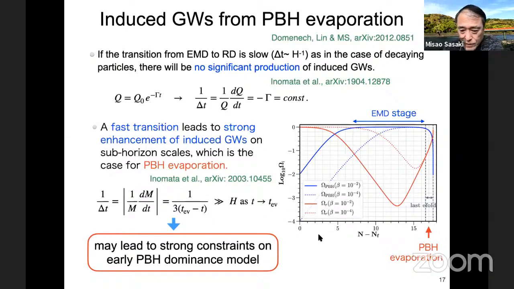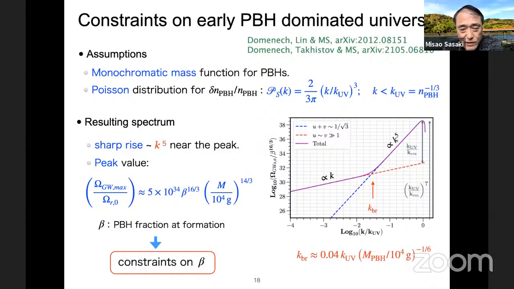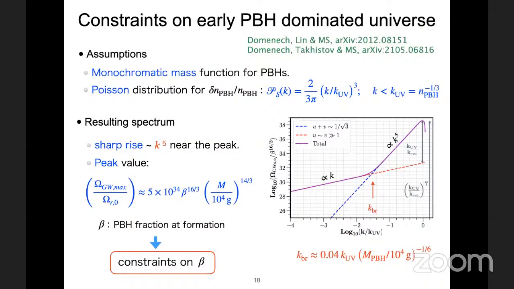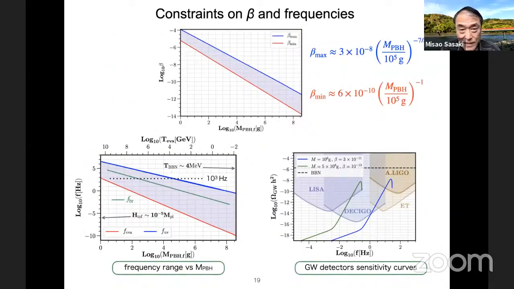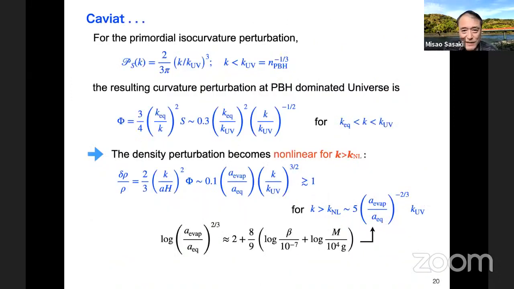And this is what we have analyzed. And I don't think I have much time, but anyway, you have interesting constraints and an interesting spectrum coming from those primordial black hole dominated universes. So since time is up, let me just mention one small caveat.